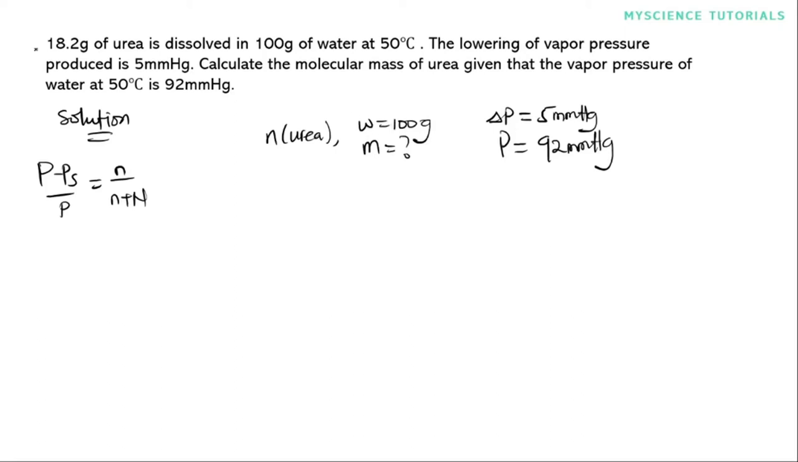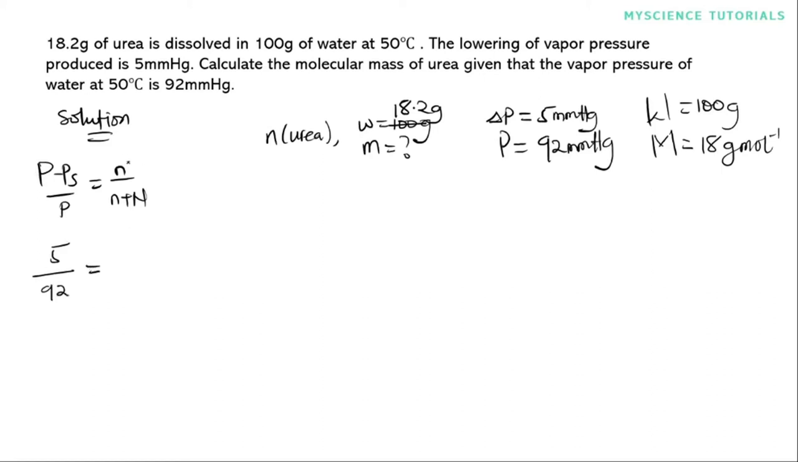All right, so the small w over here is supposed to be 18.2. That is the mass of the urea, and then the mass of water, which is capital W, is supposed to be 100 gram. Sorry about that. We know the molar mass of water is 18 gram per mole. So from here, we can easily do the substitution and find our answer, which is small n. We know P minus PS is the delta P. So we have 5 on our P, which is 92, to be equal to the top, small w, which is 18.2 divided by m, which we don't know, all over 18.2 divided by m plus capital W, which is 100 over 18.